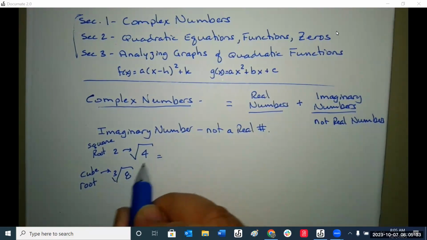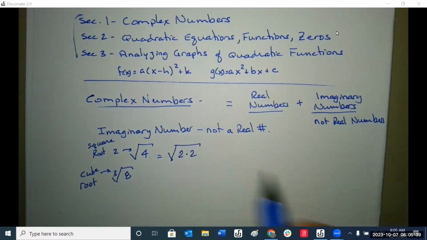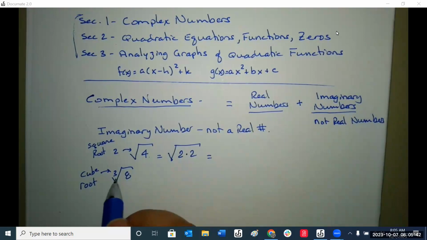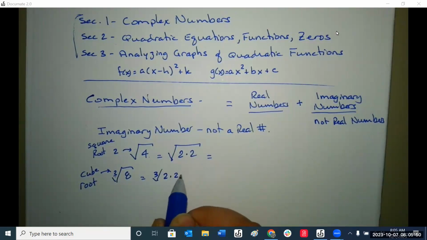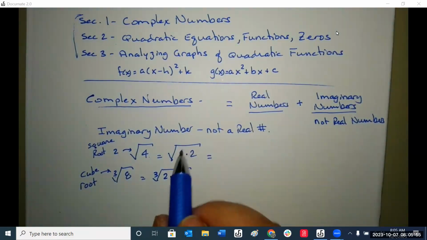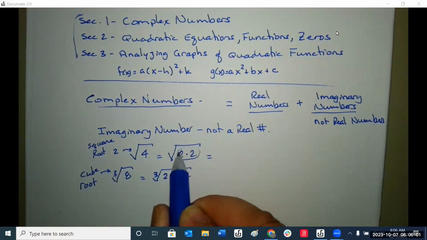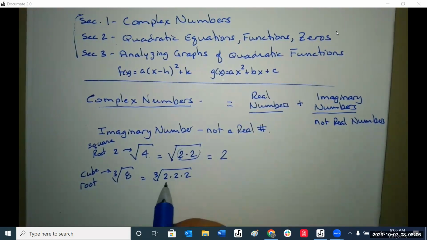So what makes up 4 is 2 times 2. This one says what number times itself 3 times equals 8. 2 times 2 times 2. 2 times 2 is 4, times 2 is 8. So because we have a square, 2 numbers that are the same, we can take them out of the radical. And that's how come it equals 2. Same thing here. Because we needed 3 and we have 3, this answer is 2.